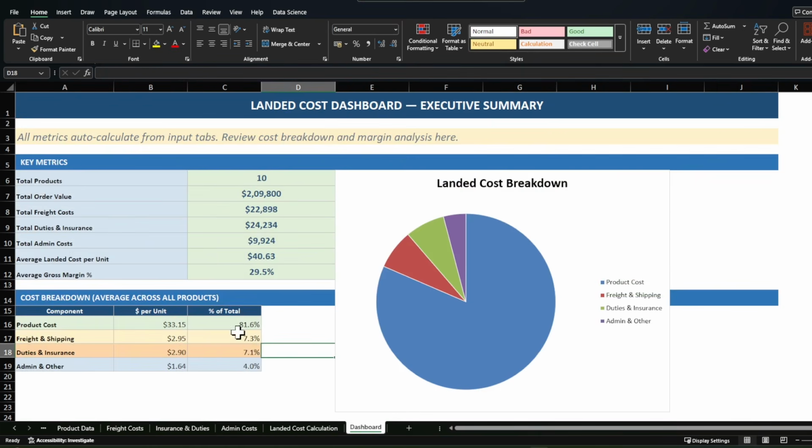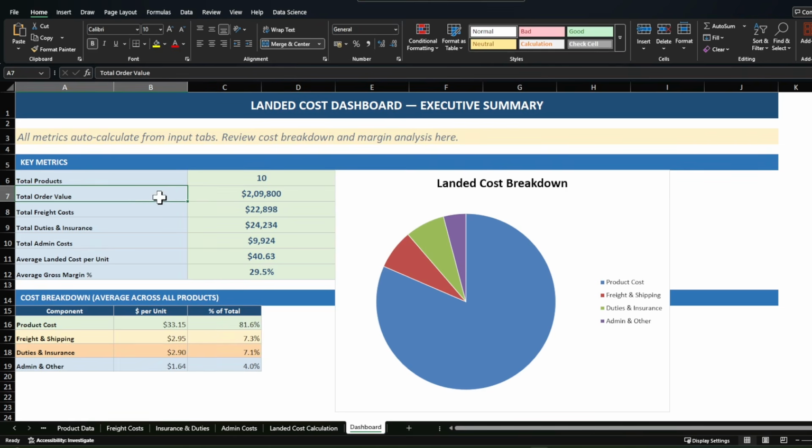You can also create a dashboard showing how many products you have, what is the total order value, what is the total freight cost across the 10 products, your duty, admin cost, and your landed cost per unit. And this is your average gross margin across your 10 products. You can also classify the contribution of each of the costs for a particular item. Let's say the product cost is $33.15, which is around 82% of the total cost. Then this is freight and shipping, this is duties and insurance, and this is admin and others. So this is how you can create a chart and show which component is your major component and where you have to pay attention in order to optimize or reduce it.